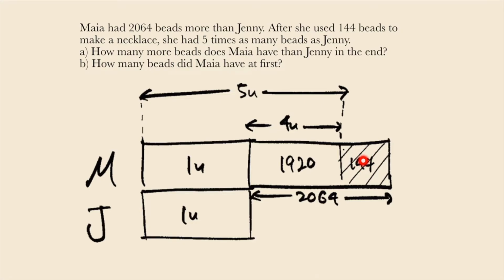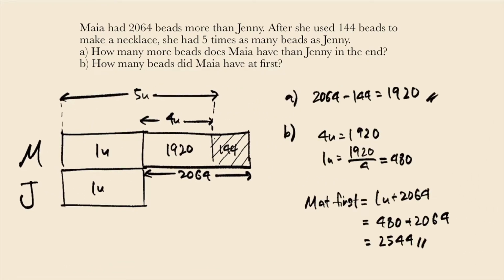She had 5 times. So I'm going to call this 1 unit. Well, after all, Jenny had no changes. Okay, so if this is 1U, this is 1U. The other portion must be 4 units. Now, we can actually find out what this number is using 2064 minus 144. That actually will be the first step.